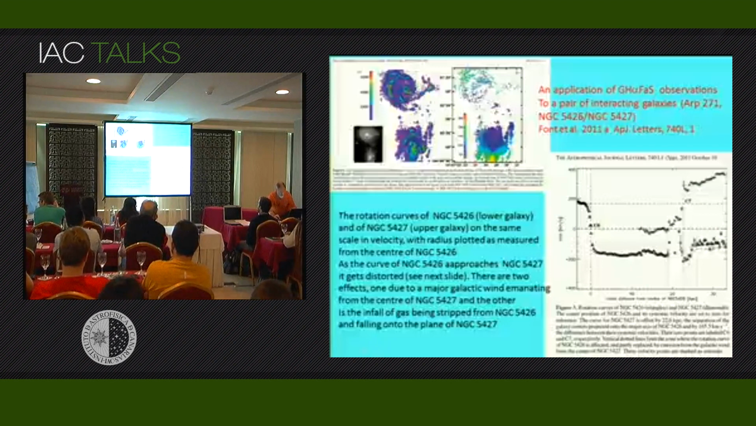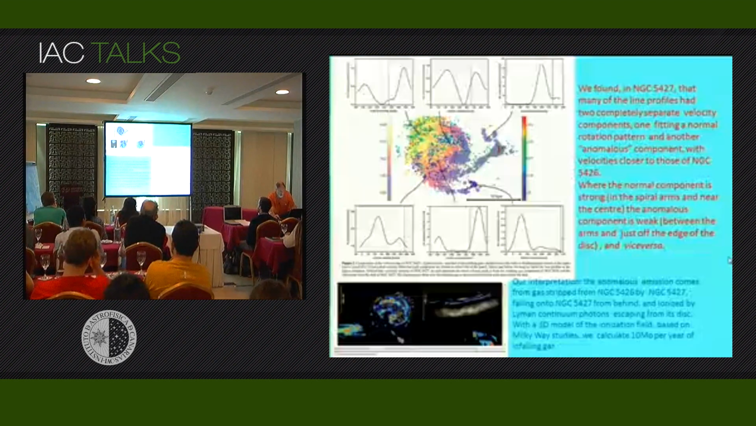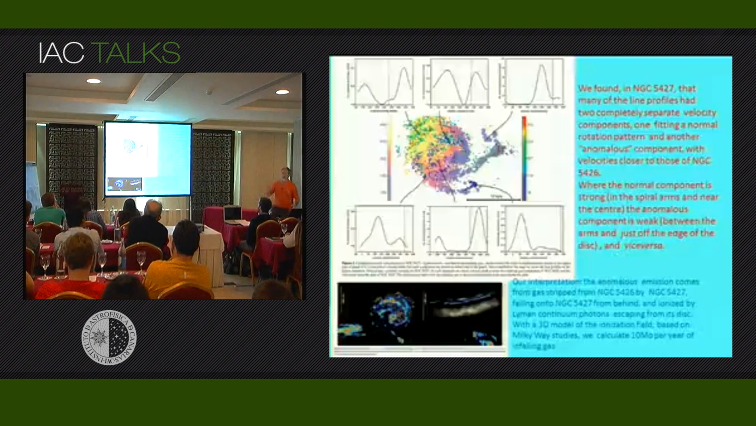That the middle bit is actually the gaseous wind. Where is it? The gaseous wind. This is over the nucleus of the upper galaxy. This is the wind flowing out of the upper galaxy due to the very high star formation rates in the upper galaxy. And this is actually gas from this galaxy falling onto the upper galaxy. We can work out, and it's being ionized by escaping Lyman photons from the upper galaxy. You can work out the infall rate of gas.